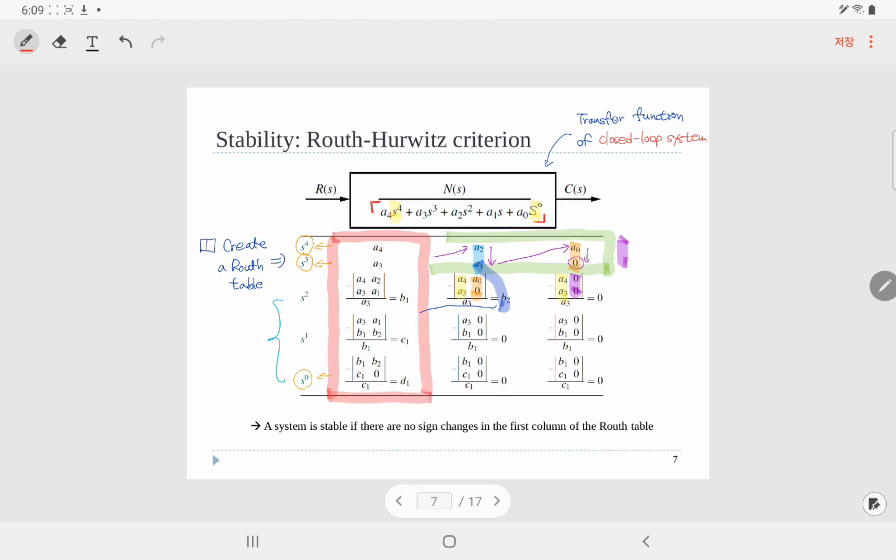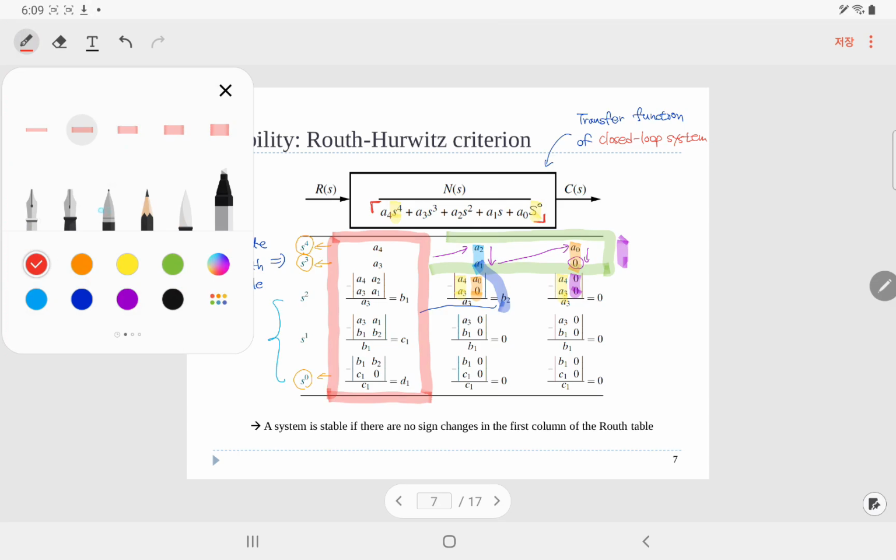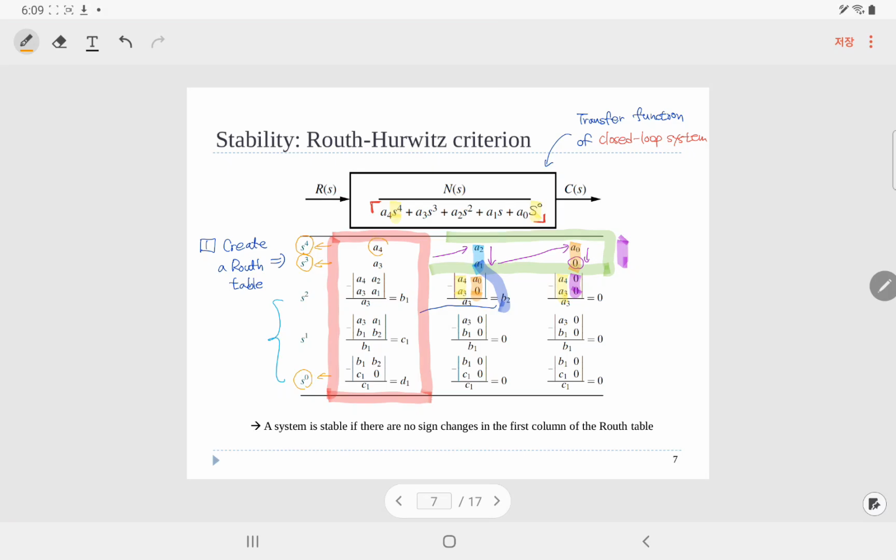In fact, we only need to check the sign change of the entries in the first column. So the important thing is to check the sign of this one and this one and this one and this one and D1. The only thing we should do is to check the sign of these entries.